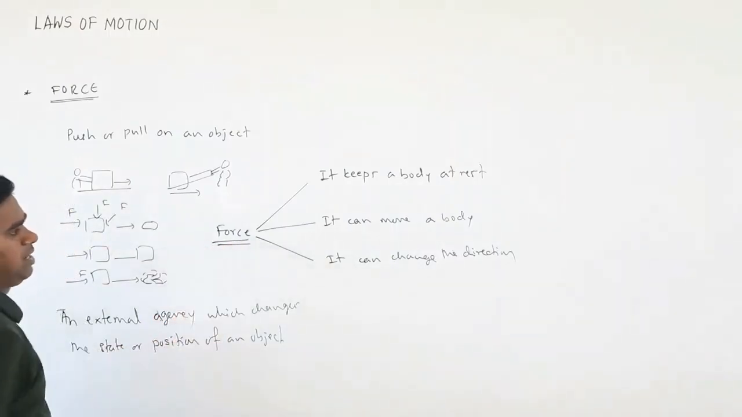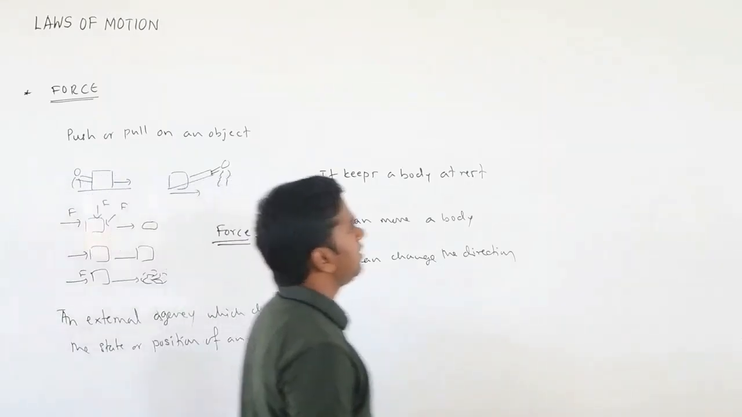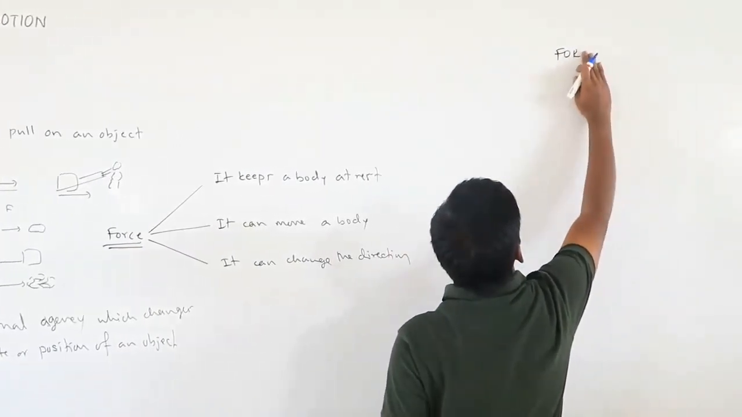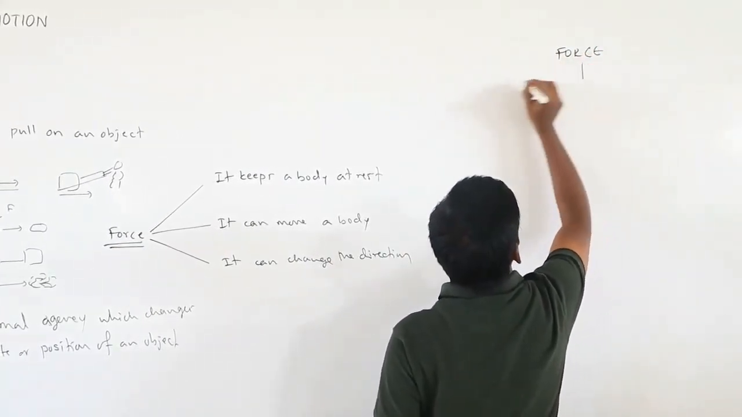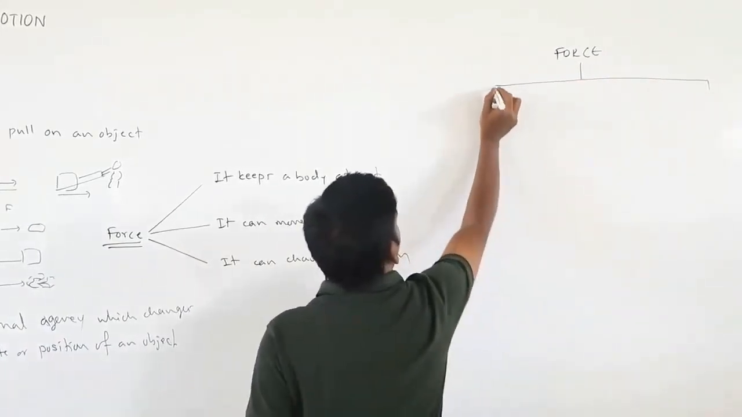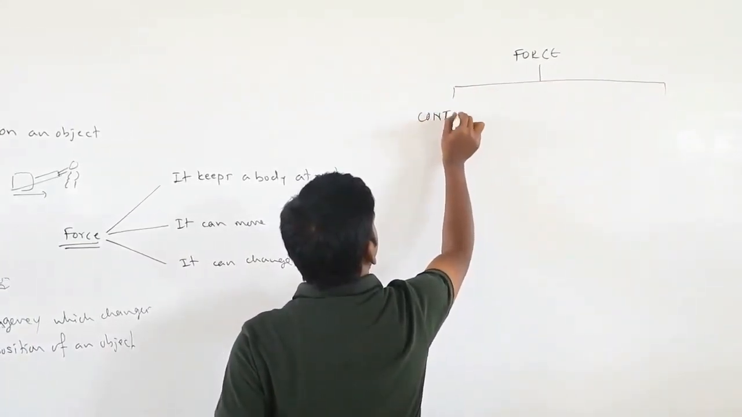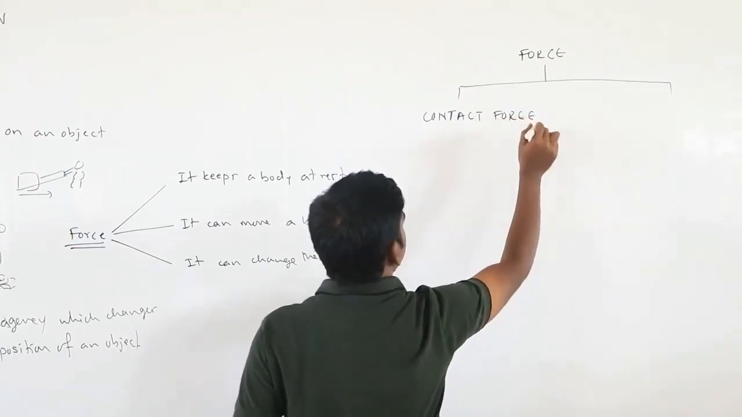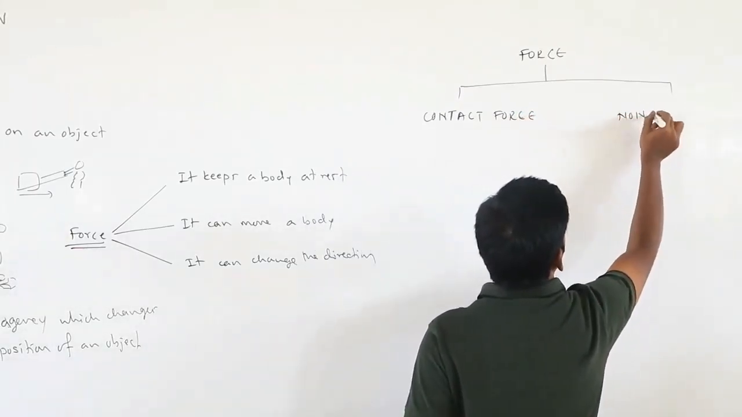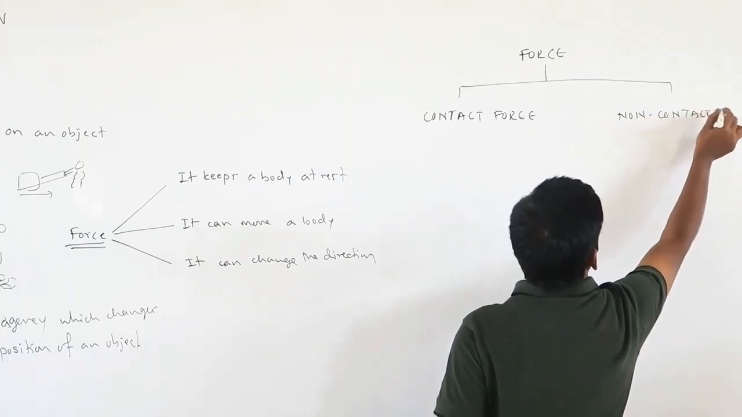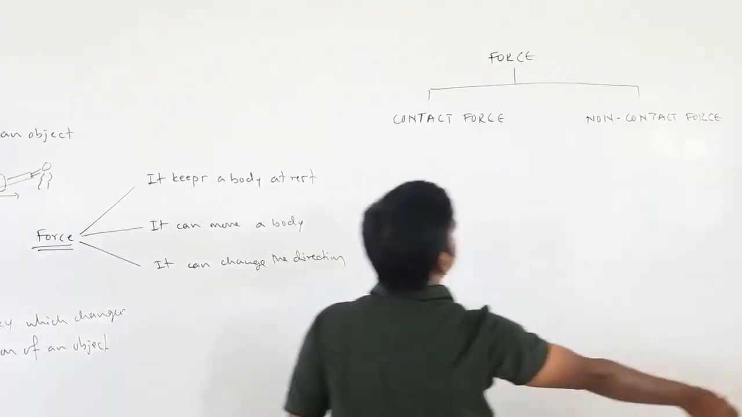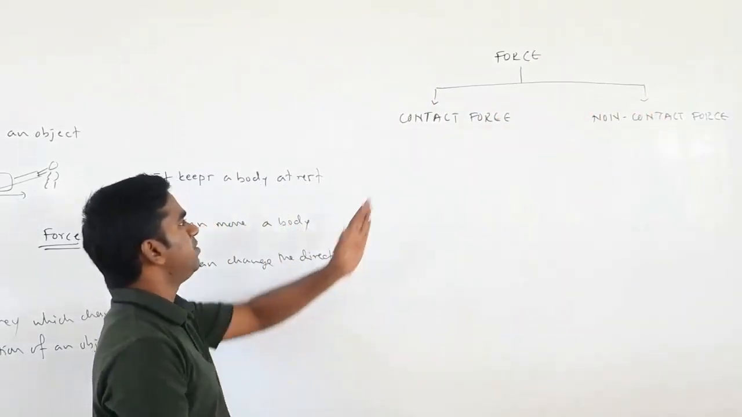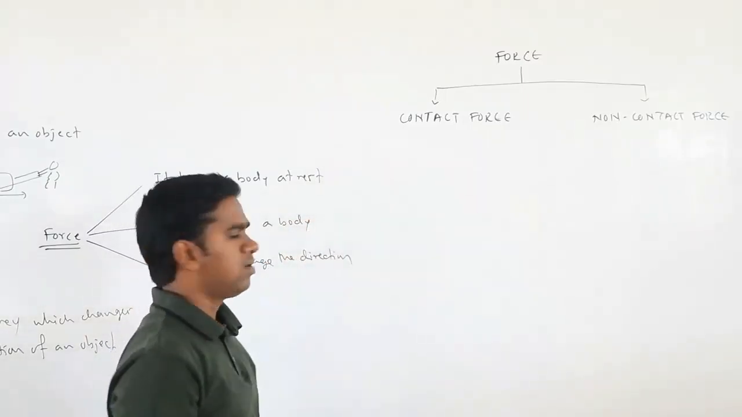Okay, so there are different types of forces. So mainly the force will be divided into what? Mainly force will be divided into two types. Okay, so what are those? One is called contact force, and another is non-contact force. Contact force and non-contact force. Okay. So there are two main branches of the force, or two main types of the forces. That is contact force and non-contact force.